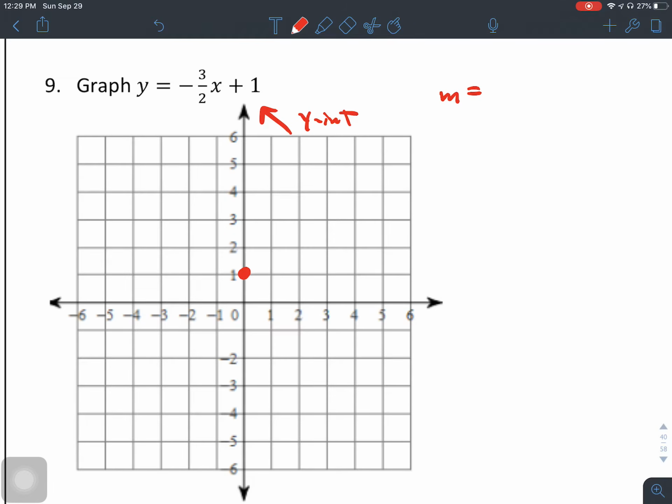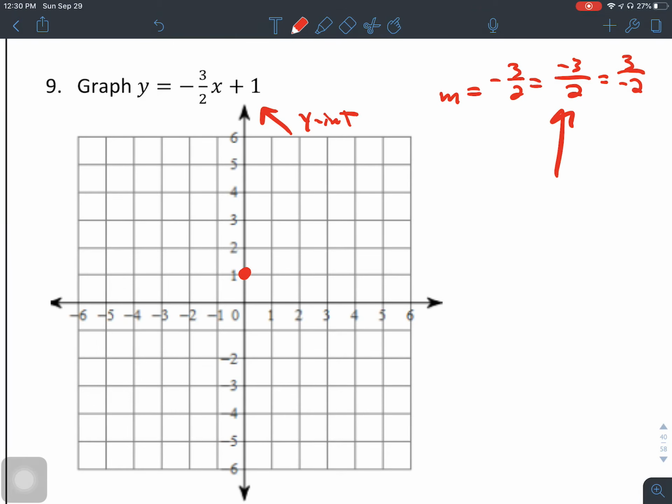Our slope for this is negative 3/2, which you can think of as negative 3 over positive 2, or you can think of it as positive 3 over negative 2. Those are all the same things. Let's say that we choose this one. We're going to go from our ordered pair 0, 1. We're going to go down 3, 1, 2, 3, and to the right 2. We get a point right here. If someone else would have rather gone up 3, 1, 2, 3, and to the left 2, you'd have a point right here.